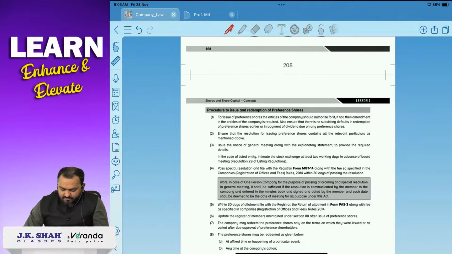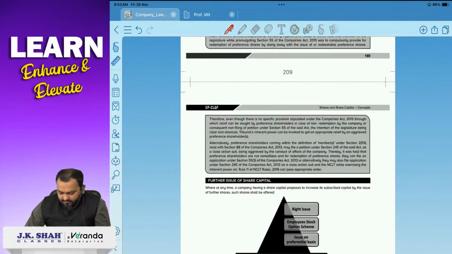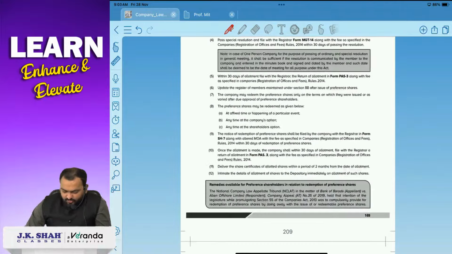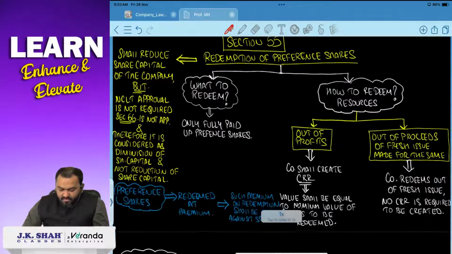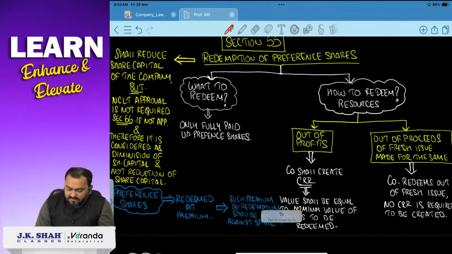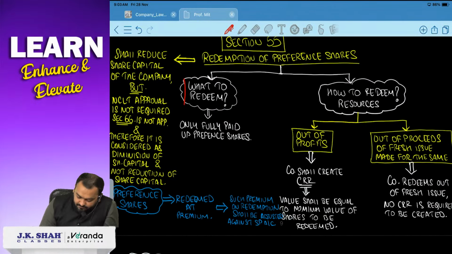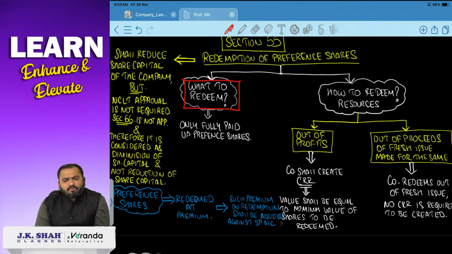Here it will end, and then there is a procedure. Then we will talk about 62. So let's go with the redemption part first. Redemption of preference shares. Firstly, tell me what to redeem. What are we talking about redeeming?